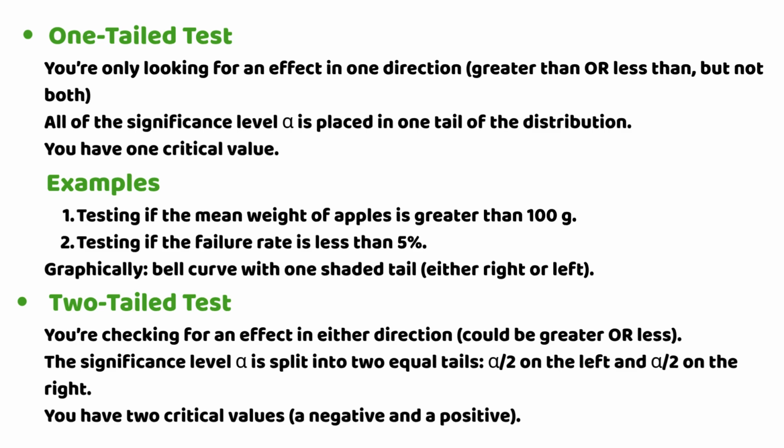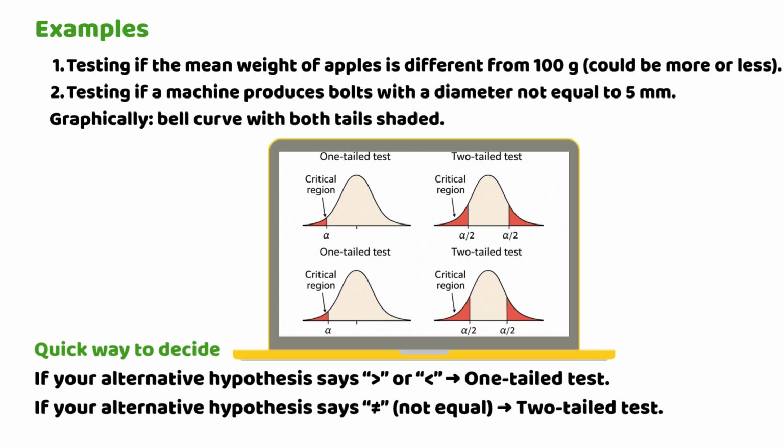Okay, I will tell you a quick way to decide if your test is one-tailed or two-tailed. If H1 says greater than or less than, it is one-tailed. If H1 says not equal to or different from, it is two-tailed.